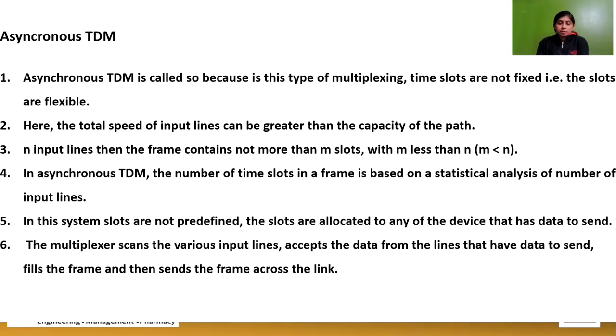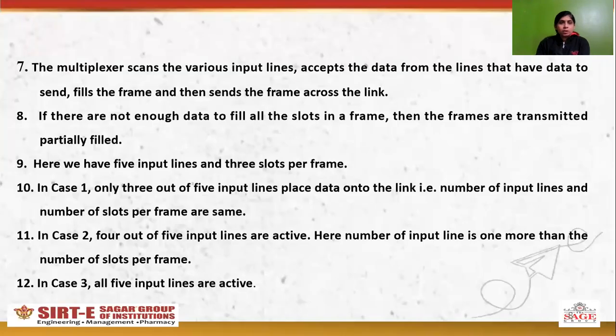The multiplexer scans the various input lines, accepts the data from the lines that have data to send, fills the frame, and then sends the frame across the single channel. If there is not enough data to fill all the slots in the frame, then the frames are transmitted partially filled.